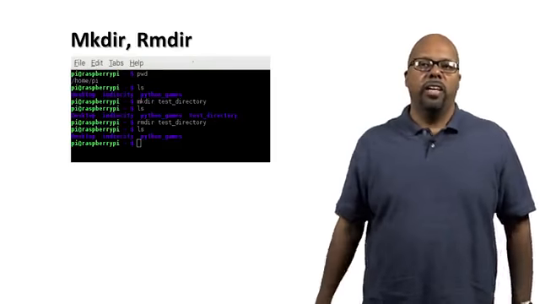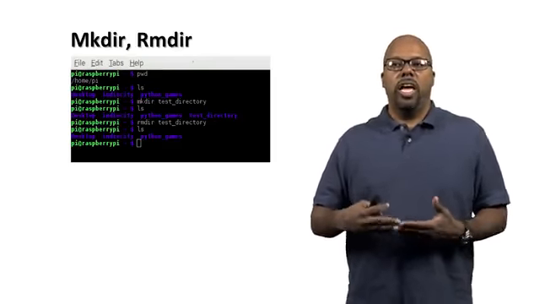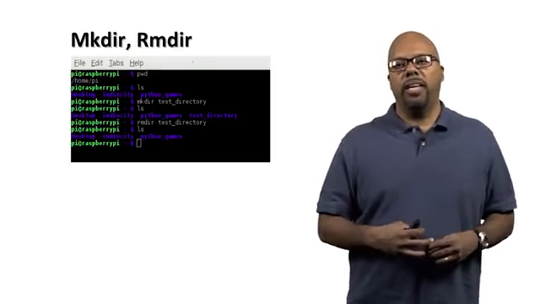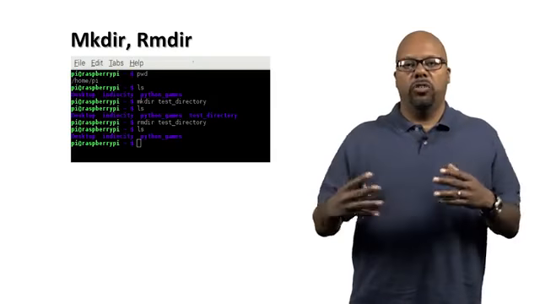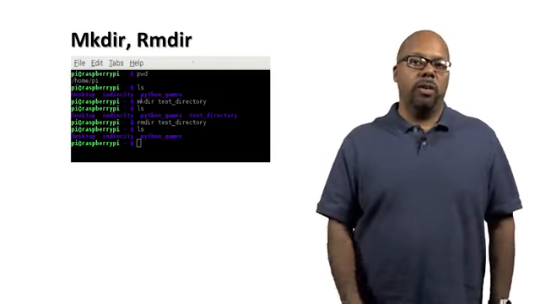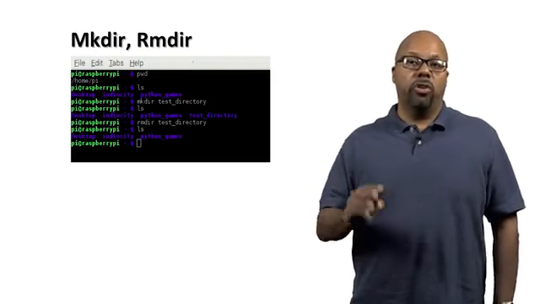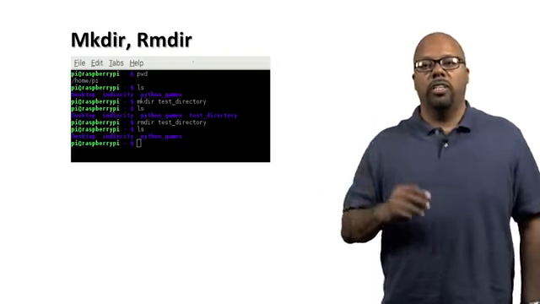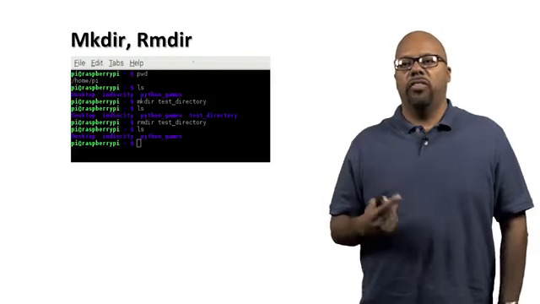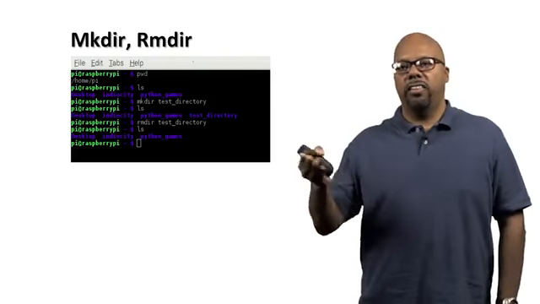Okay, so another pair of commands is mkdir and rmdir. mkdir is to make a directory. If you want to create a directory, you use mkdir. If you want to delete, or remove, a directory, you use rmdir. So you see I'm in /home/pi. I type ls, I see my directories.